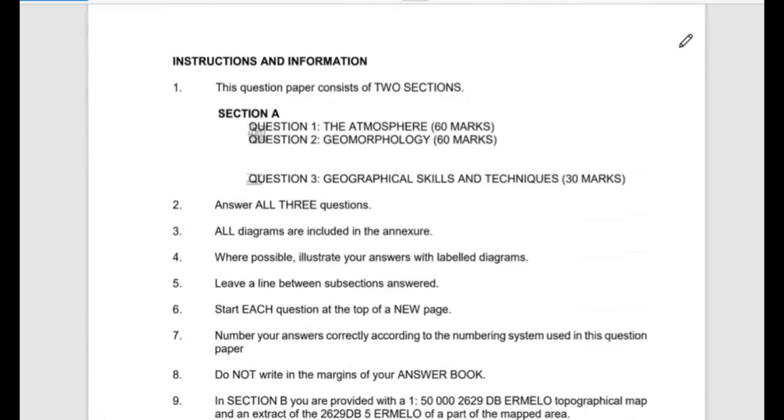Right, we understand our full paper. The June examination will be a full paper comprising 3 questions. The theory questions will be question number 1 on the atmosphere, and then question number 2 will be on geomorphology. Then as usual, question number 3 in section B is geographical skills and techniques. So that's basically the structure of the junior examinations for geography grade 11.